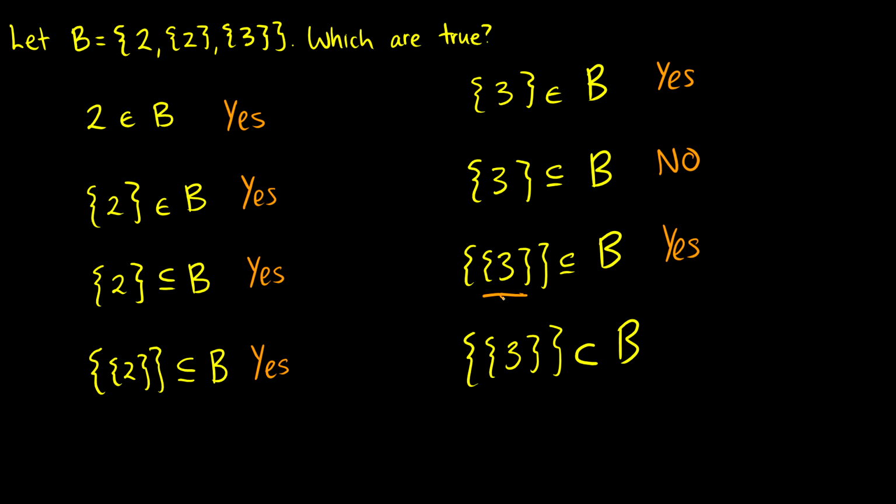And is the set containing the set 3 a proper subset of B? So this means that the set containing 3 is in B, but B has more. So the answer is yes, B does have more. So this is a proper subset of B.